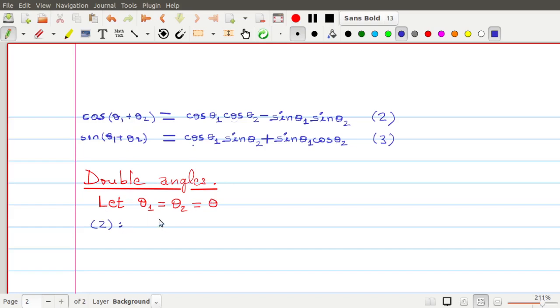So we can say here that 2 becomes cosine 2 theta. Cosine 2 theta will become what? Theta 1 is equal to theta 2, so it will be cosine theta, which is cosine squared theta, and similarly here minus sine squared theta. And similarly for sine 2 theta.